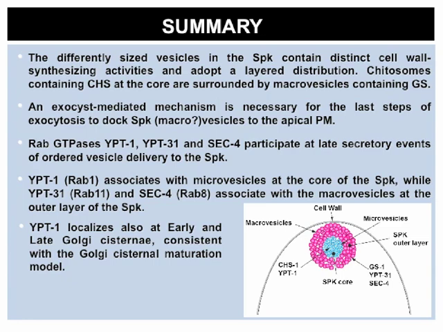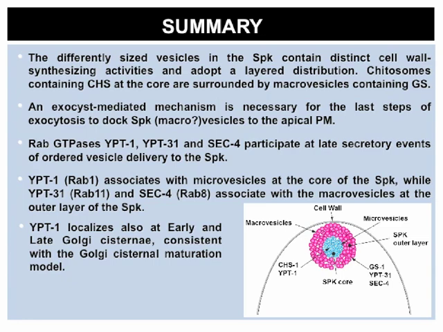We've seen also that an exocyst-mediated mechanism is needed for the last steps of exocytosis to dock these vesicles of the Spitzenkörper, we think macrovesicles, but we still have to prove that they are not microvesicles, to this apical plasma membrane. And lately, we've seen that Rab GTPases participate at late secretory events of this ordered delivery of the vesicles to the Spitzenkörper. YPT1 associates with microvesicles at the core of this Spitzenkörper, while YPT31 and SEC4 associate with these macrovesicles at the outer layer.